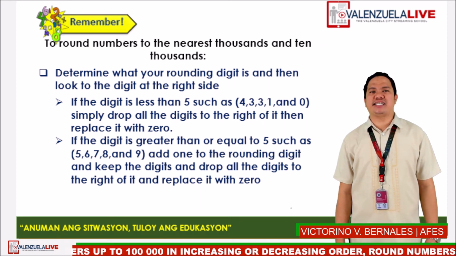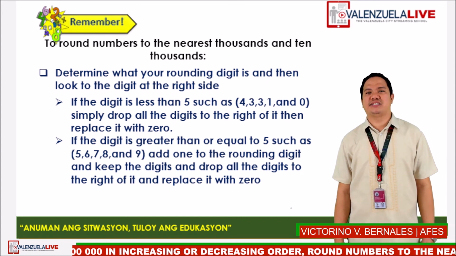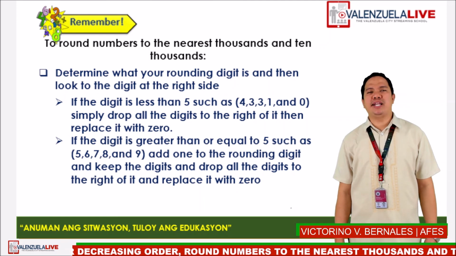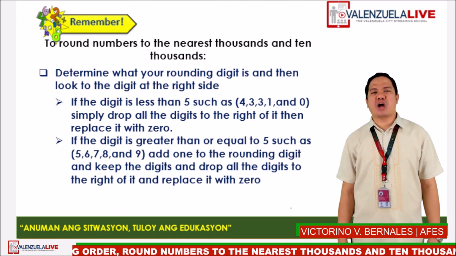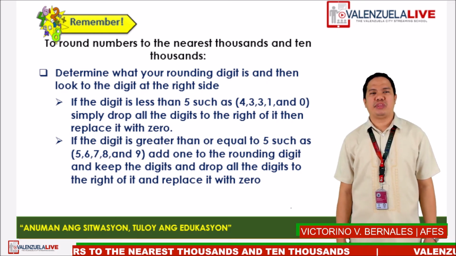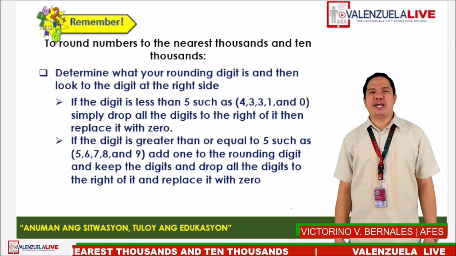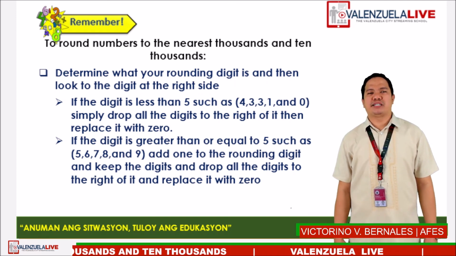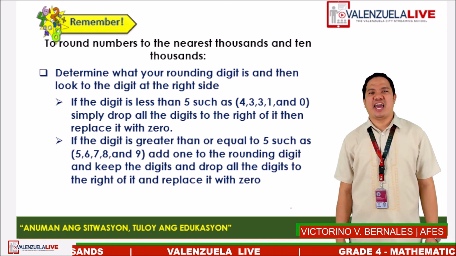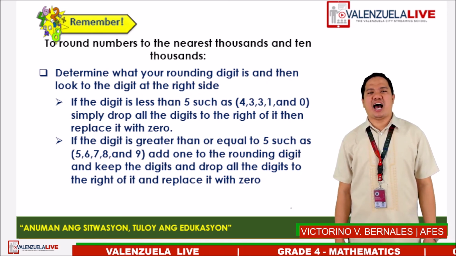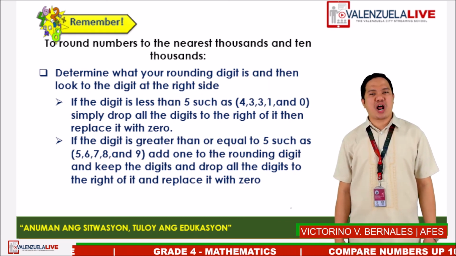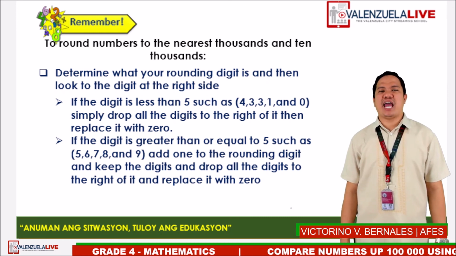If the digit is less than 5, such as 4, 3, 2, 1, and 0, simply drop all the digits to the right of it, then replace them with 0. If the digit is greater than or equal to 5, such as 5, 6, 7, 8, and 9, add 1 to the rounding digit and keep the digits, and just drop all the digits to the right of it and replace them with 0.